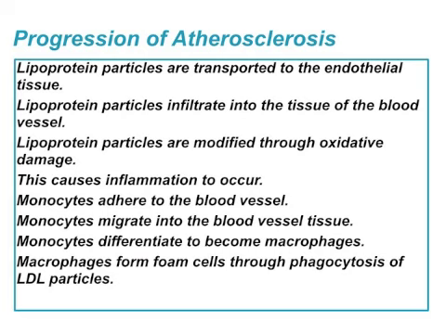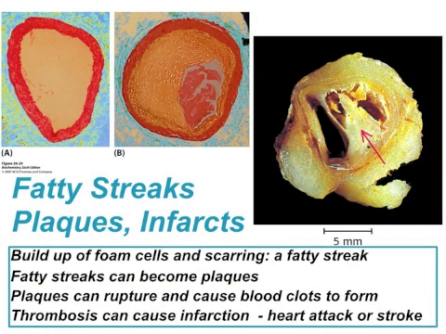This is just a recap, and there are notes that you can use to study. As more and more lipids build up in the blood vessels, this can cause the formation of something called a fatty streak, because that's what it looks like in the blood vessel itself. Now, fatty streaks can get larger and larger and can become calcified to become plaques. These plaques can rupture and cause blood clots to form. These blood clots, called thromboses, can cause an infarction, which is a blocking of the blood vessel. Now, if blood vessels in the heart are blocked, it can result in a heart attack. If blood vessels leading to the brain are blocked, this can lead to a stroke.